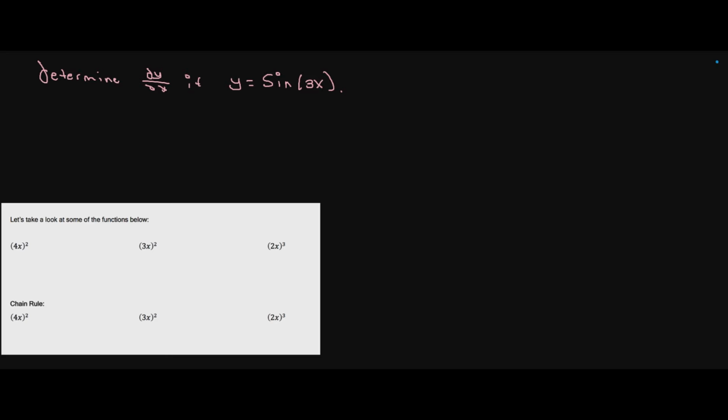My friends, welcome. We begin this next series on something that's called the chain rule. Now the motivation is this, my friends. Take a look at this problem to the left. Determine the derivative dy/dx if y is equal to sine of 3x.